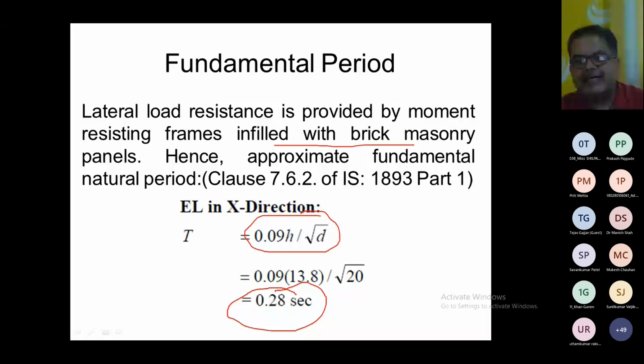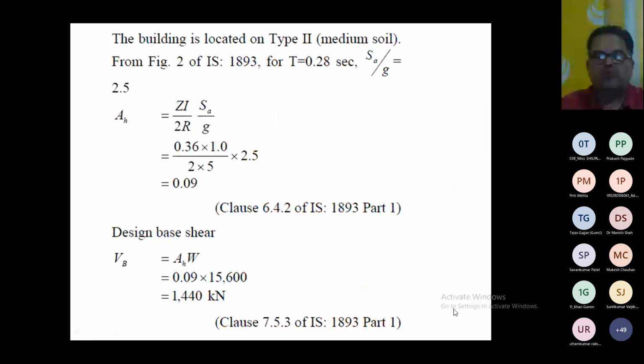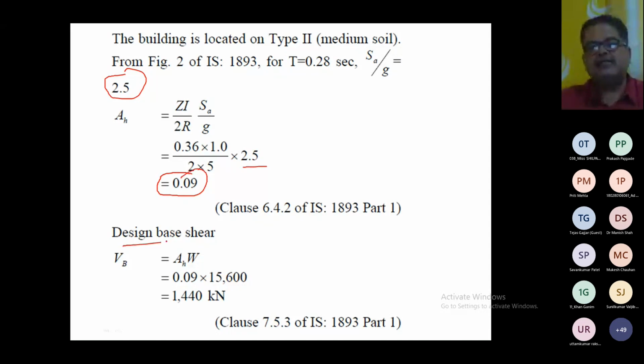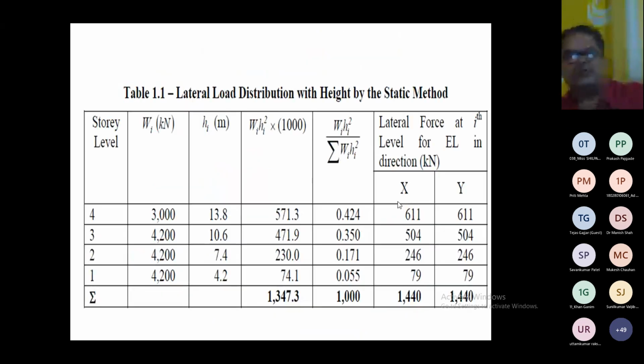0.28 second is less than 0.4. It means the Sa by g value, from the graph, is 2.5. So now we have everything: Z is 0.36, I is 1, R is 5, and Sa by g is 2.5. So your value of Ah will be 0.09. And what is the design shear? Ah into W, 0.09 into the seismic weight. So this is the base shear, 1440.